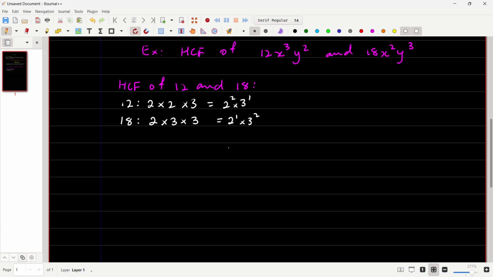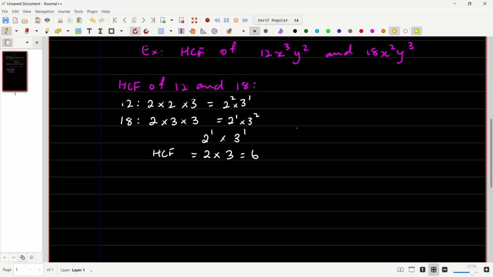Now what you do is you take the lowest common of the factors. So this here is 2 to the second, this is 2 to the first, so we're going to take 2 to the first as the lowest common for 2's. So 2 to the first times, then we have 3 to the second, 3 to the first, the lowest common for 3's is 3 to the first, so that means our HCF is 6. 2 to the first power is 2, and then 3 to the first power is 3, so this is 6.